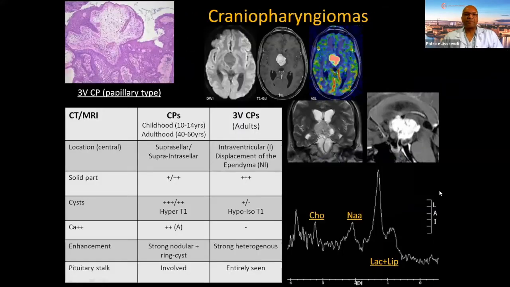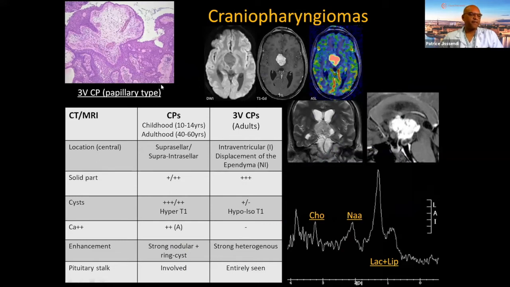So this is the final diagnosis given by histology. The tumor was completely resected, and it proved to be a third ventricle craniopharyngioma of papillary type. And talking about craniopharyngiomas, I will say CPs in general.